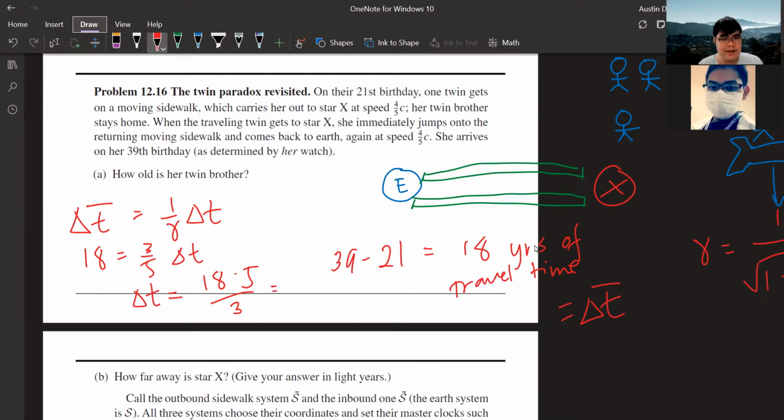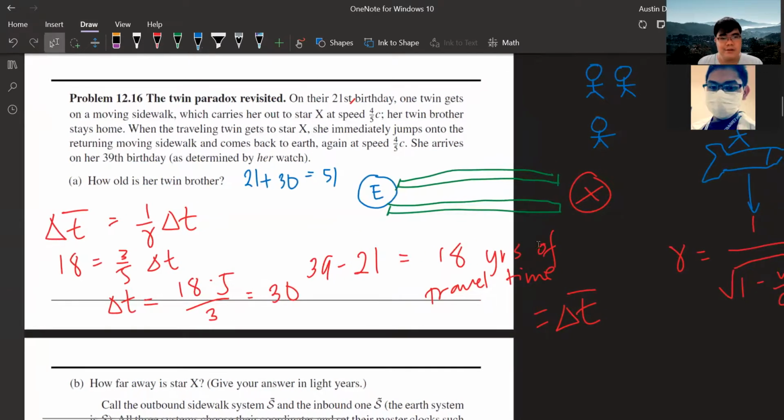So this is 30. 30 years, di ba? 30 years yung nag-elapse doon sa oras nung kapatid niya. Okay? Since they are both of the same age, 21, nung umalis sila naghiwalay sila in the past. Therefore, yung age nung lalaki would be 21 plus 30, and that is 51 years old.